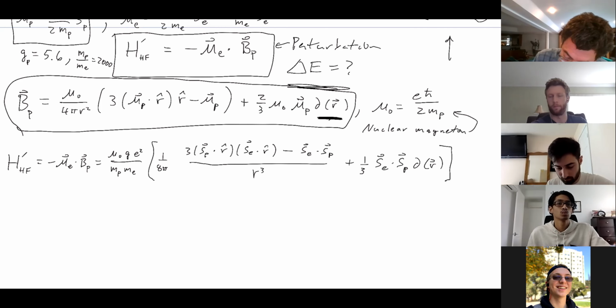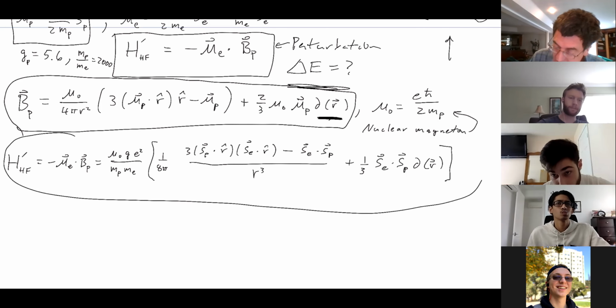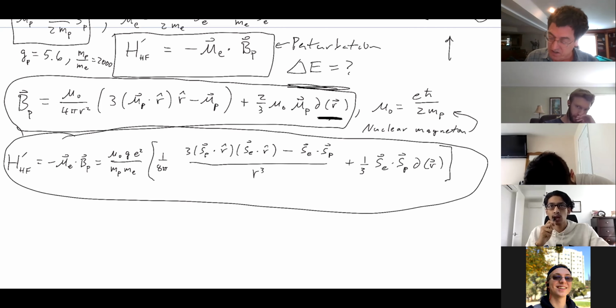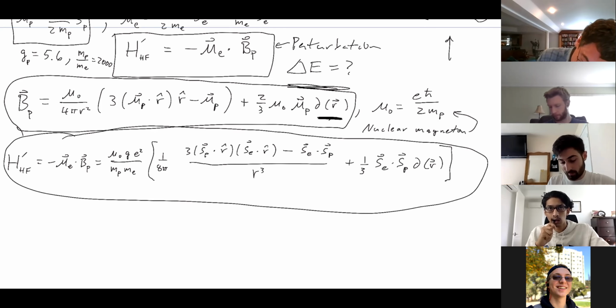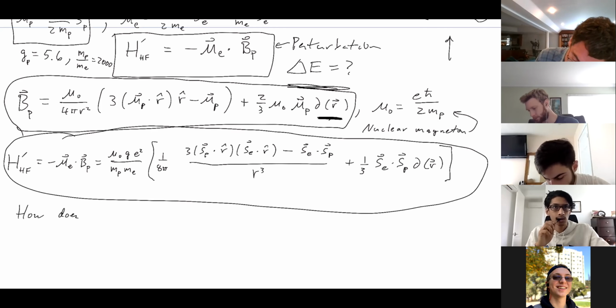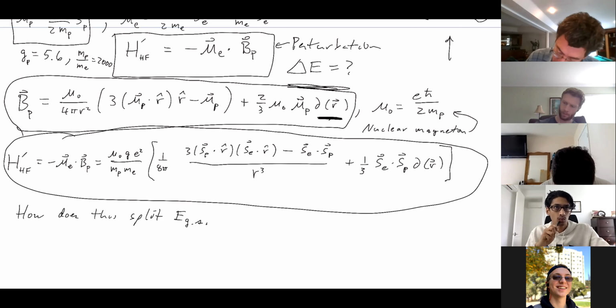Now let's ask a question. It's kind of a complicated perturbation, a big ugly formula, but it's not hard. It's just mu dot B, so once you know that classical B field, it's easy to derive this once you know that starting formula. But now let's ask a very specific question. How does this split the ground state energy of hydrogen?